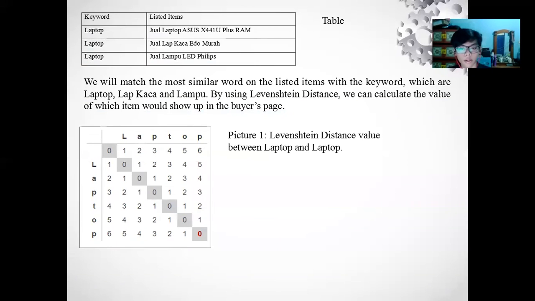Here we have the table of the listed items we are going to match with the keyword. We will match the most similar word on the listed items with the keyword, which are laptop, lap kaca, and lampu. By using Levenshtein distance, we can calculate the value of which item will show up in the buyer's page. In picture number 1, we have the Levenshtein distance value between laptop and laptop.